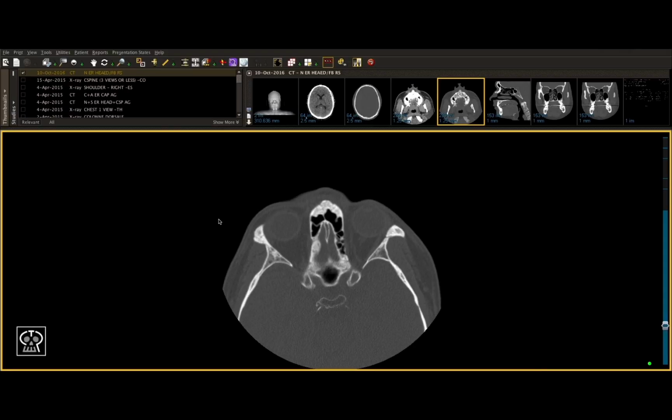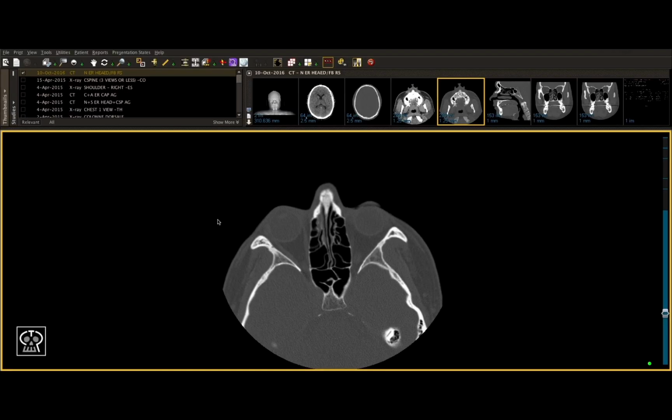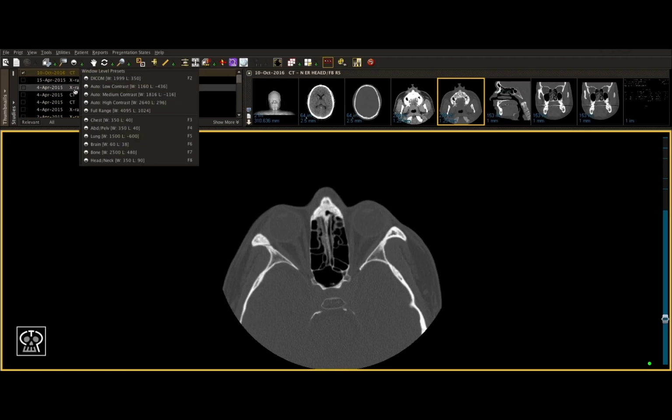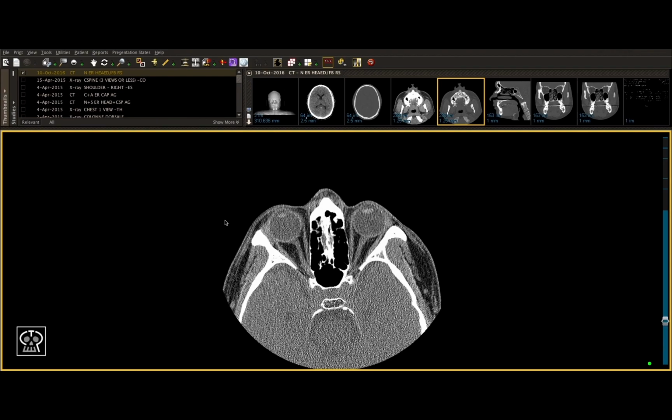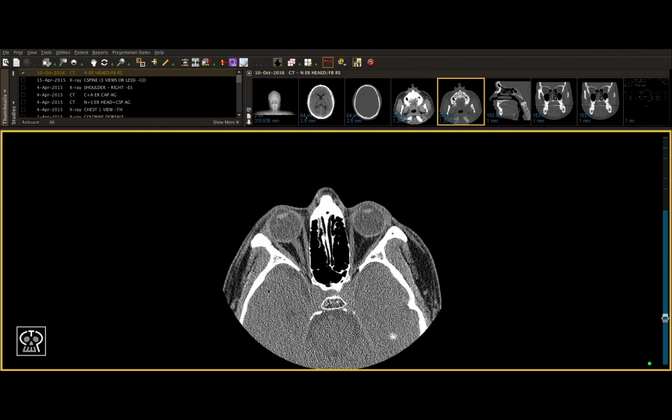When it comes to orbital trauma, if you are concerned about a retrobulbar hematoma, it can be difficult to see in the bone window. In this particular instance, it's actually useful to use a different window such as abdomen pelvis or head and neck. And as you'll be able to tell, it'd be much easier to see a collection of blood or fluid posteriorly compared to the bone window. It also helps to see your muscles in this view.